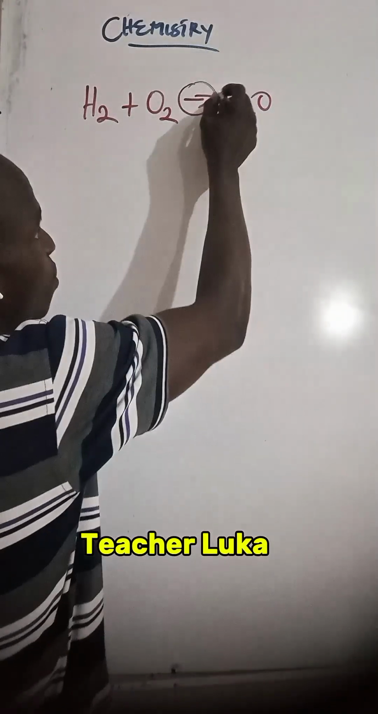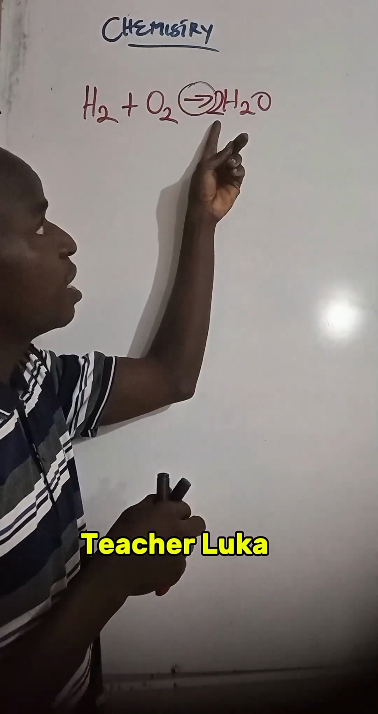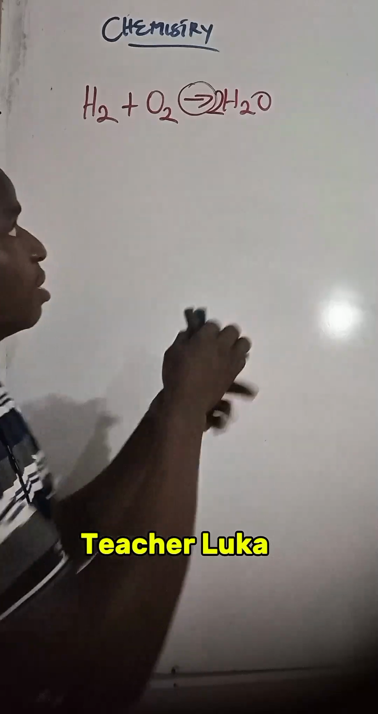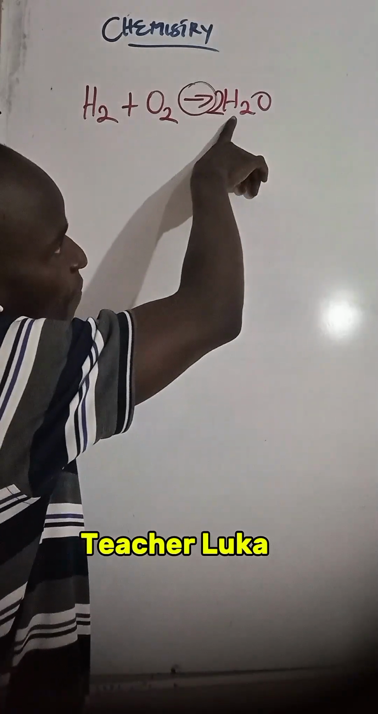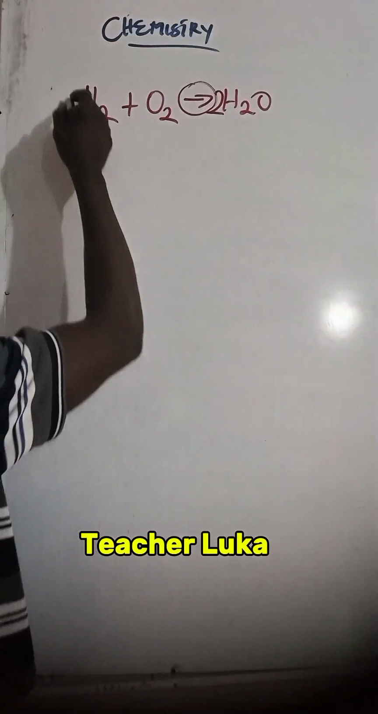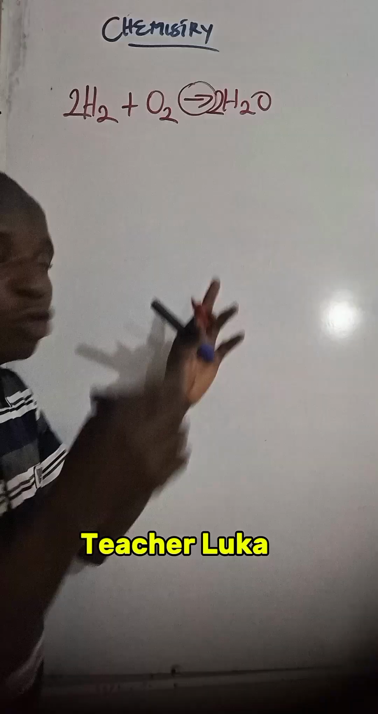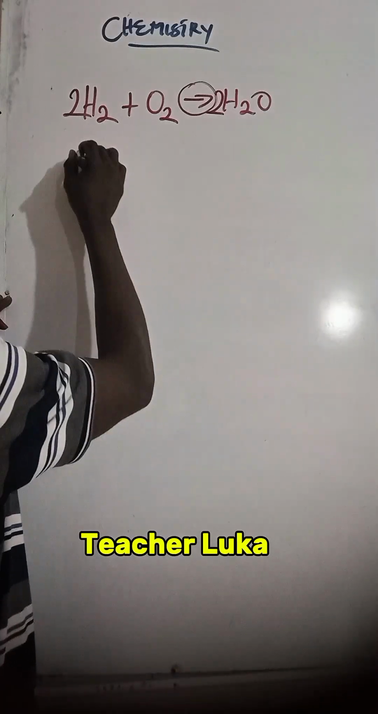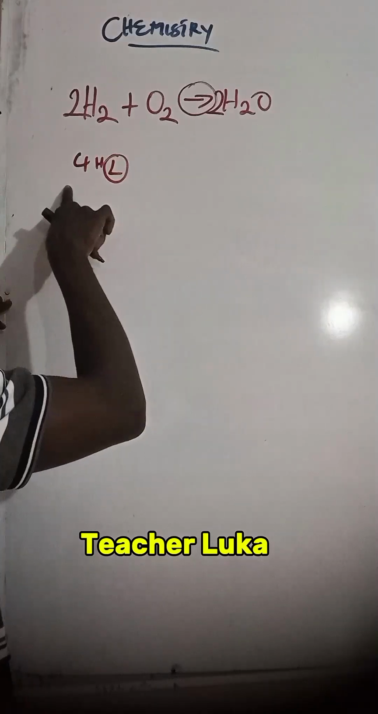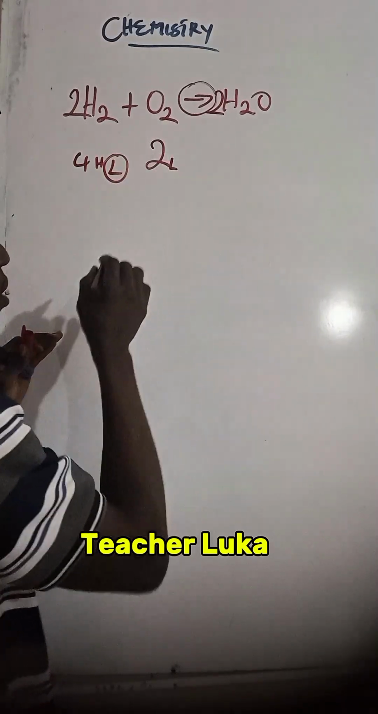So simply we add a 2 here. Okay? So adding a 2 here means we've actually balanced oxygen. However, this 2 has affected hydrogen. We now have 4 hydrogen atoms. So I'm coming back here to add a 2. Hydrogen is now 4. So you could see that we have 4 hydrogens on the left, all right? We have 2 oxygens also on the left.